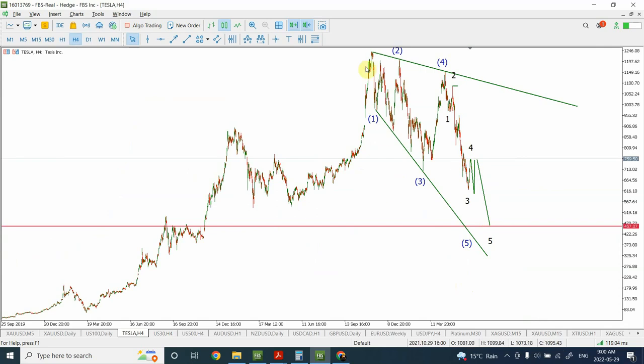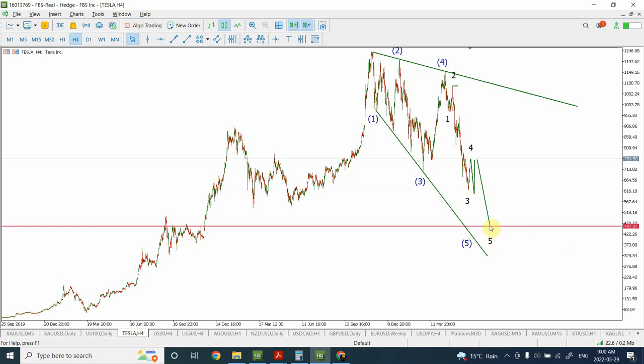And you guys are looking at the pattern exactly. I'm considering it as a very large leading diagonal that actually started right from over here. Once again, once the structure is complete right over here too, because we can clearly see the smaller structure starting from the top.